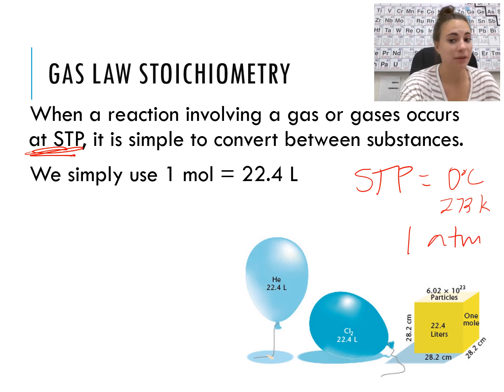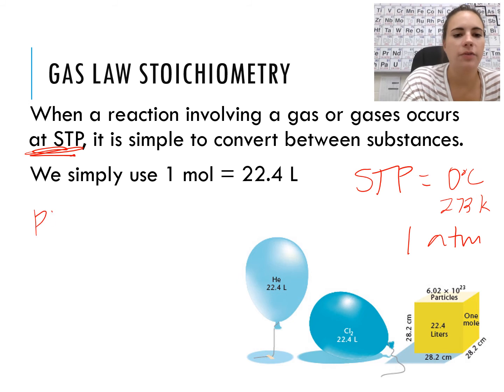So I'm going to show you something. So PV equals nRT, my ideal gas law. So let's say I want to solve for volume.